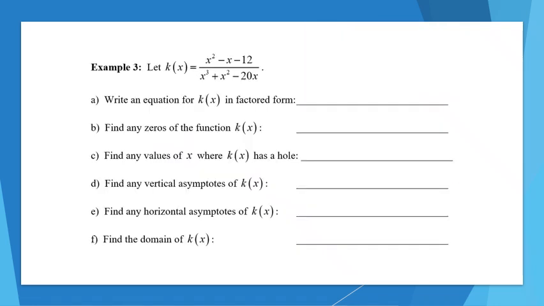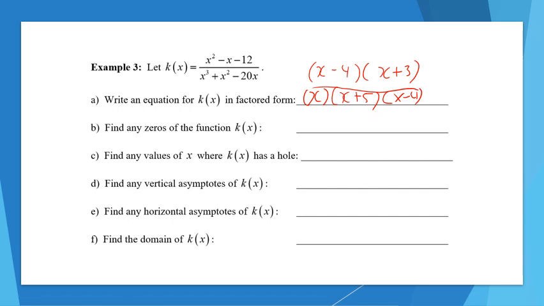All right, example 3. Pause the video now. Try this one on your own because I'm about to go over the answers. Write this equation in factored form. We can factor that numerator into x minus 4, x plus 3. We can also factor the denominator by factoring out an x to start with, and then we have x plus 5, x minus 4.